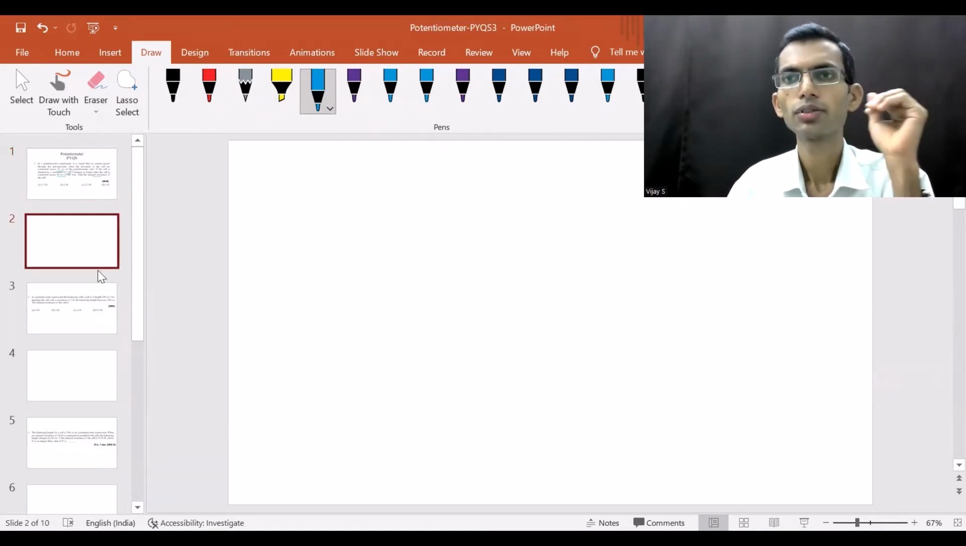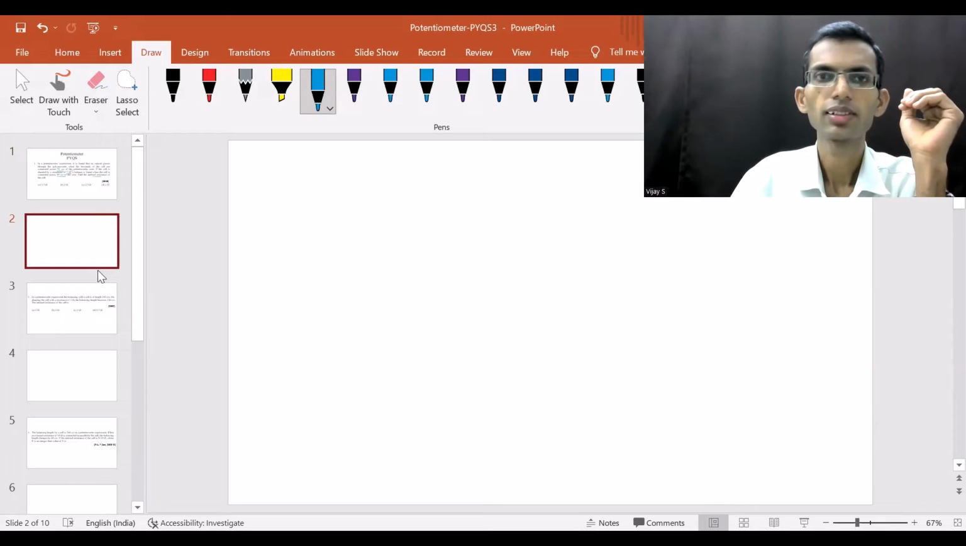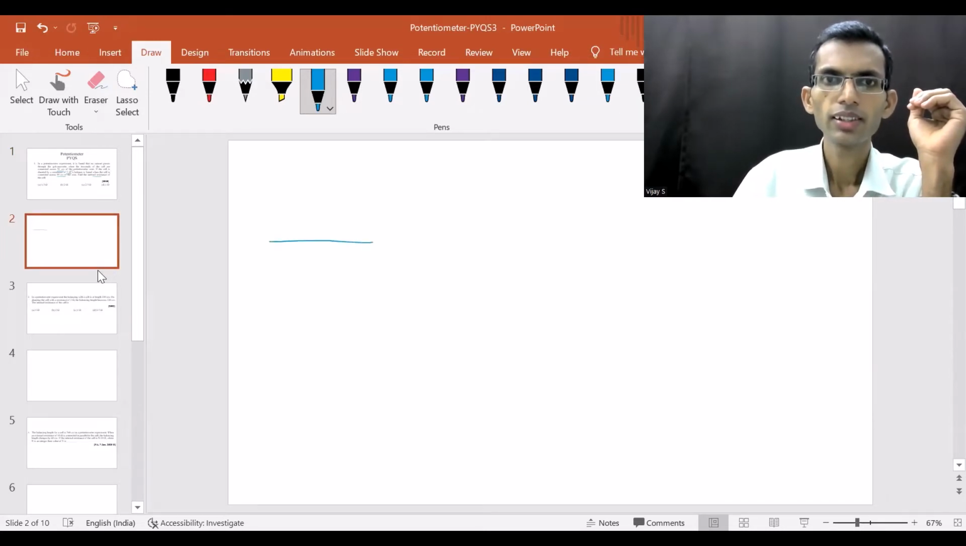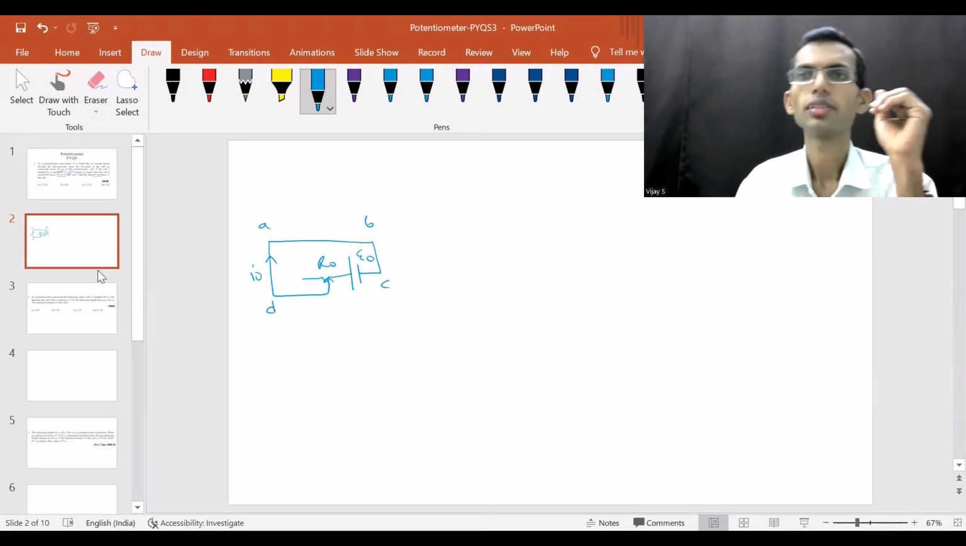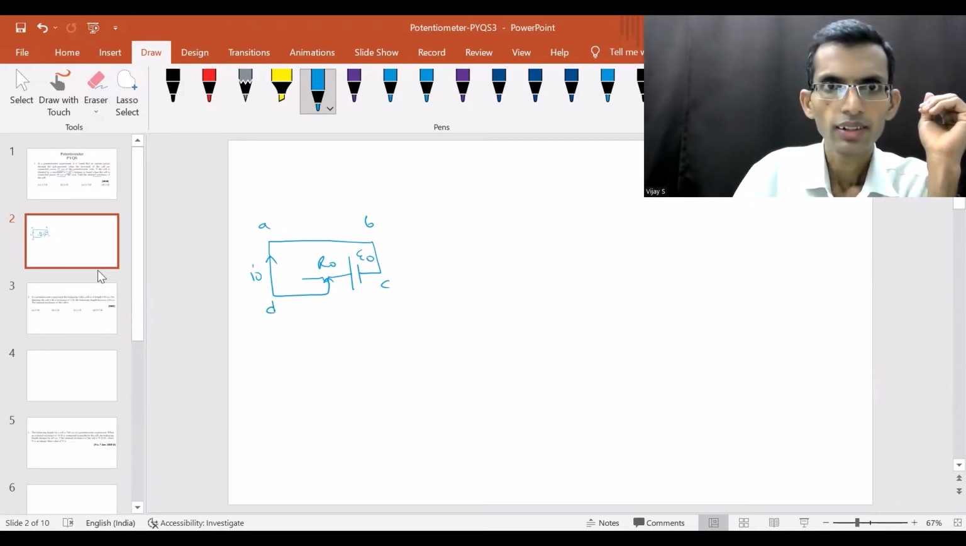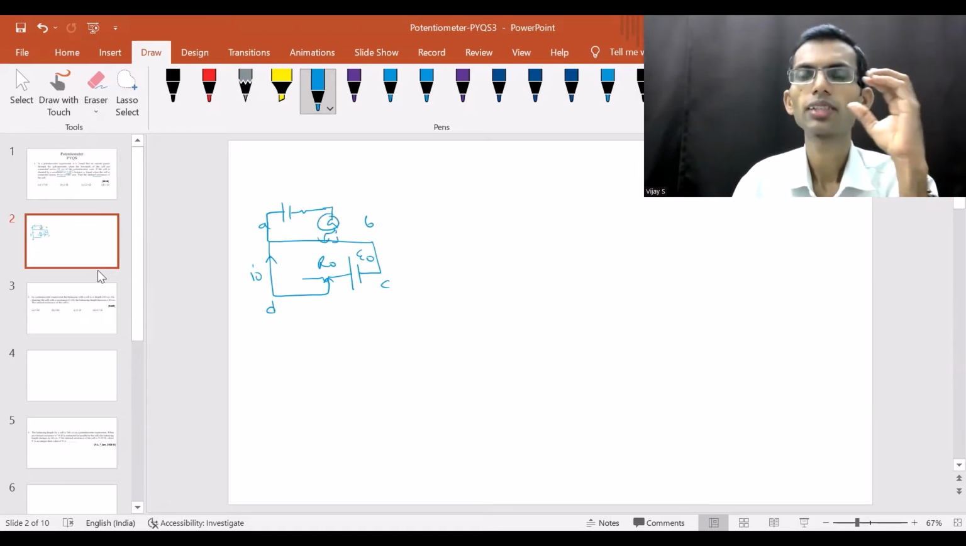The potentiometer circuit for the cell case can be drawn like this. It consists of a long wire AB of uniform cross section in series with battery E0 and rheostat R0, which is kept at a suitable position so that a constant current I0 flows through the main circuit. This ABCDA is called the main circuit. In the sub-circuit, the cell is connected in series with the galvanometer in such a way that the moving contact J is kept in contact with wire AB.